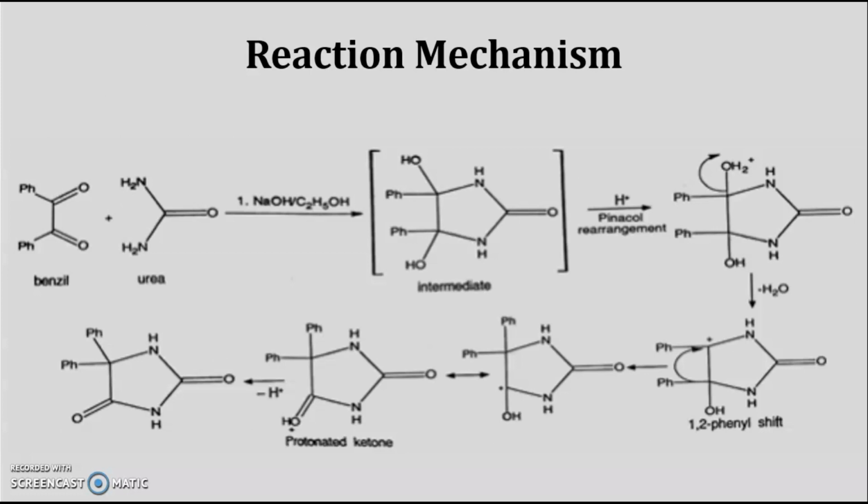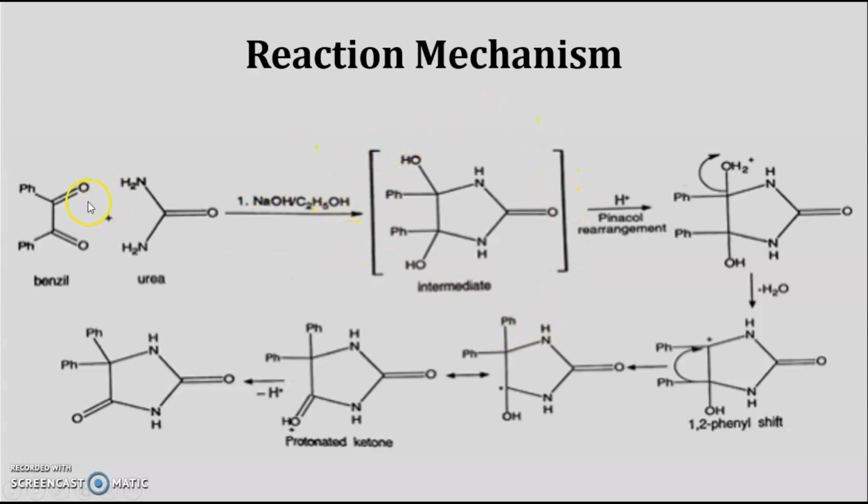we will be carrying out the reaction of benzil in presence of urea, then NaOH, as well as the ethanol, that is the alcohol. So here first, benzil and urea, in presence of, here you can see these are the starting materials that are used. Benzil and urea will combine in presence of NaOH and alcohol to form an intermediate.